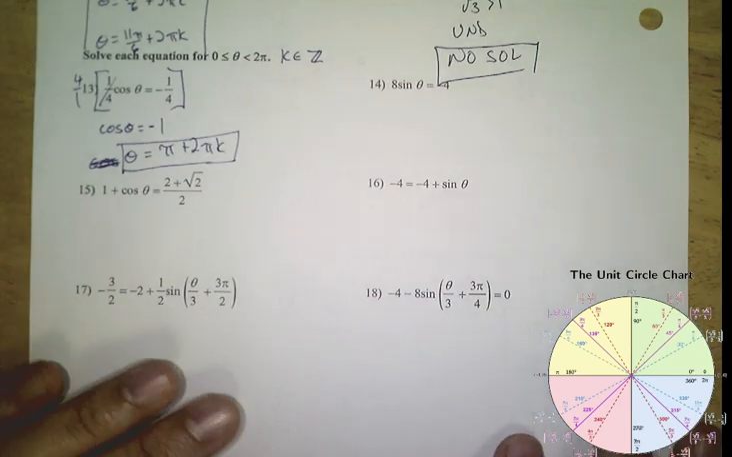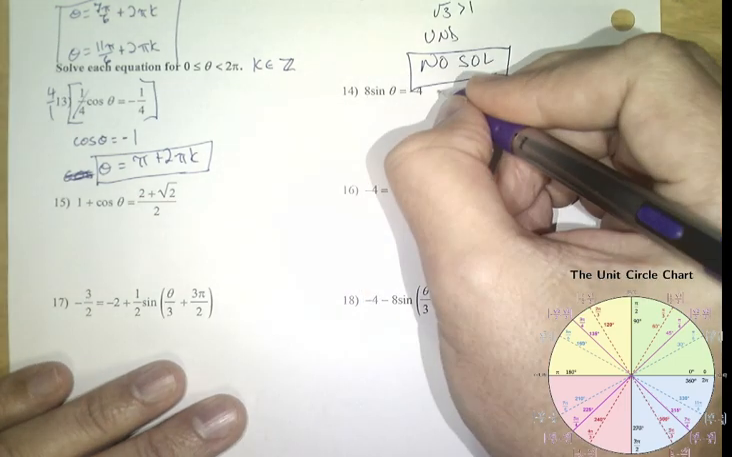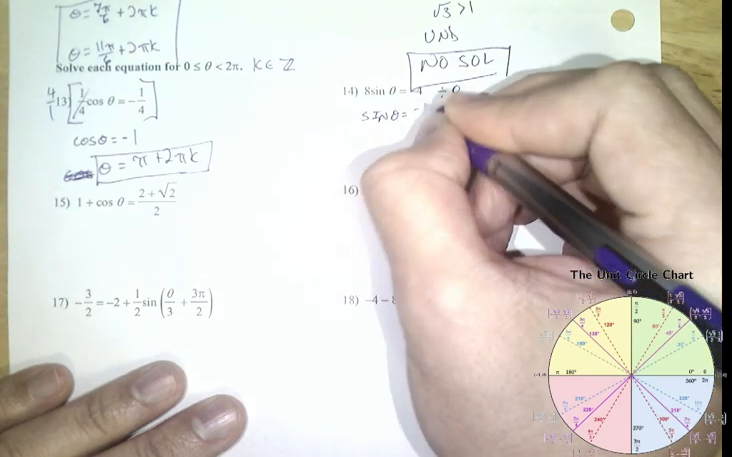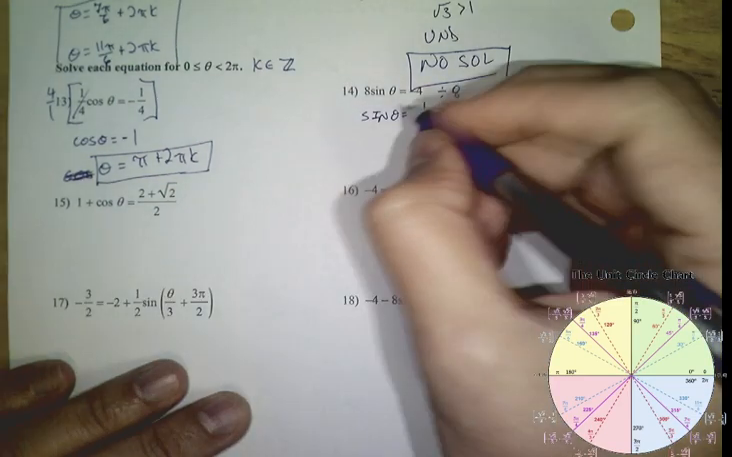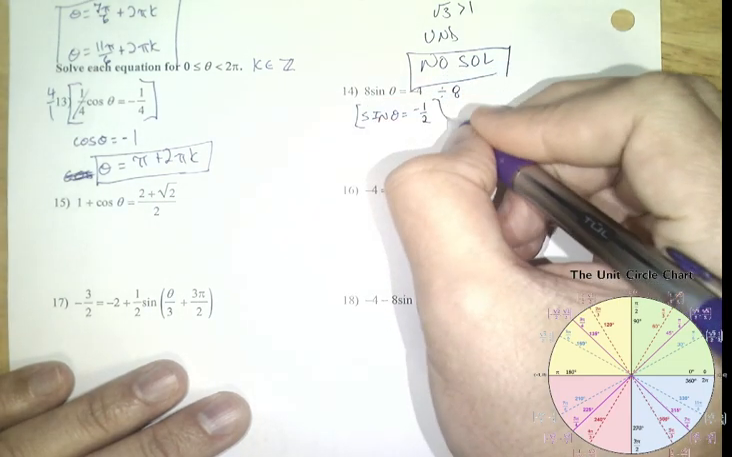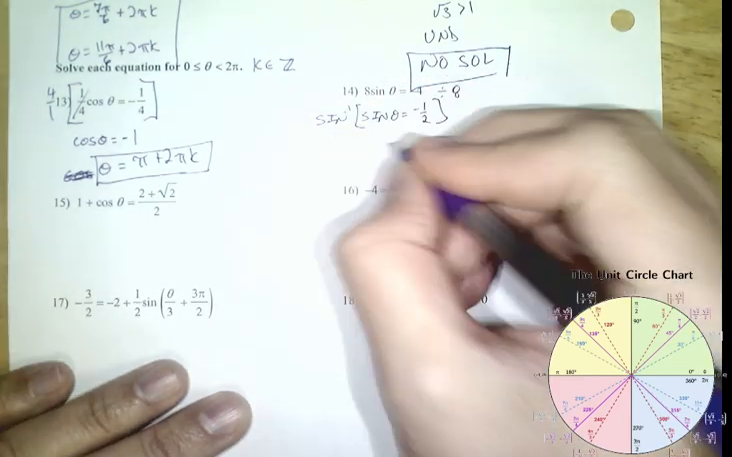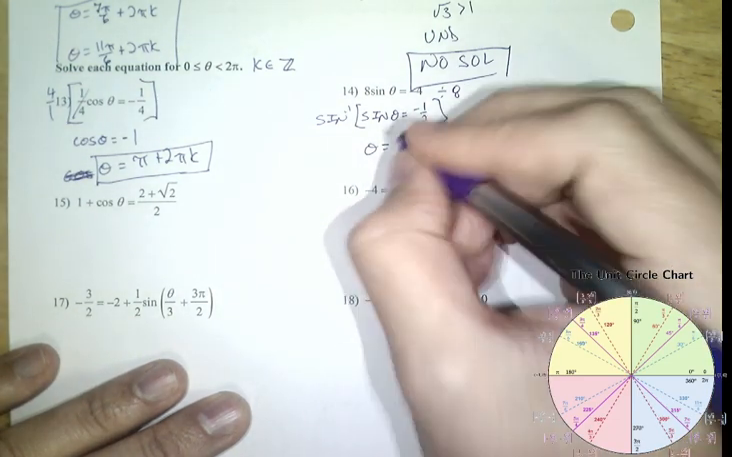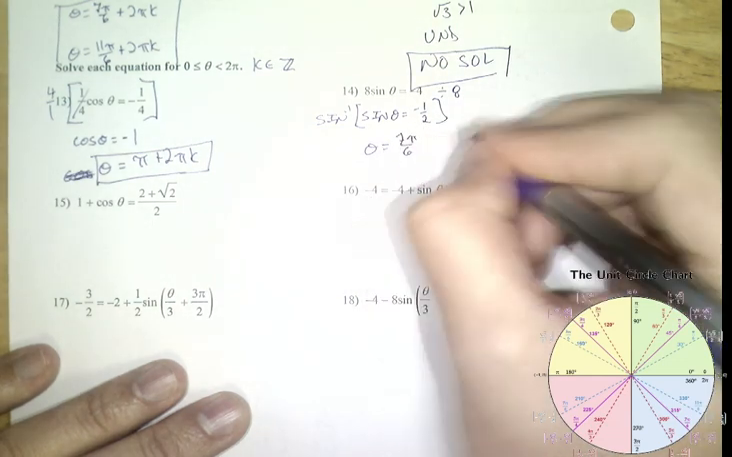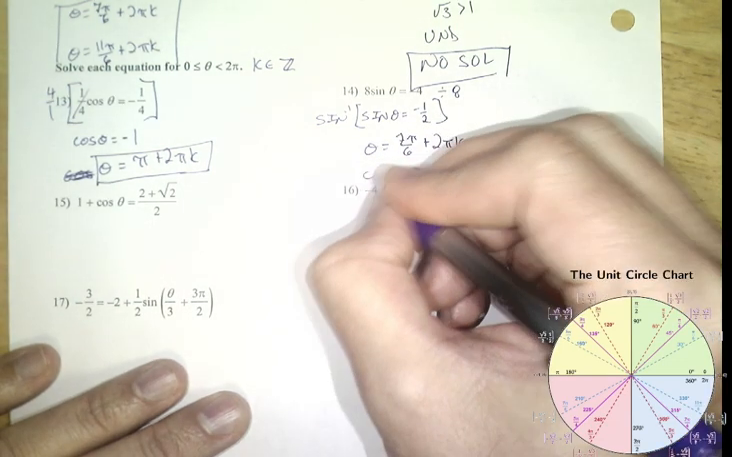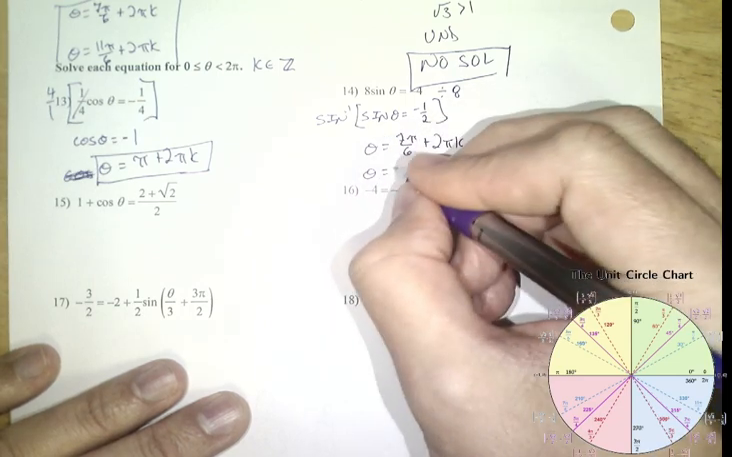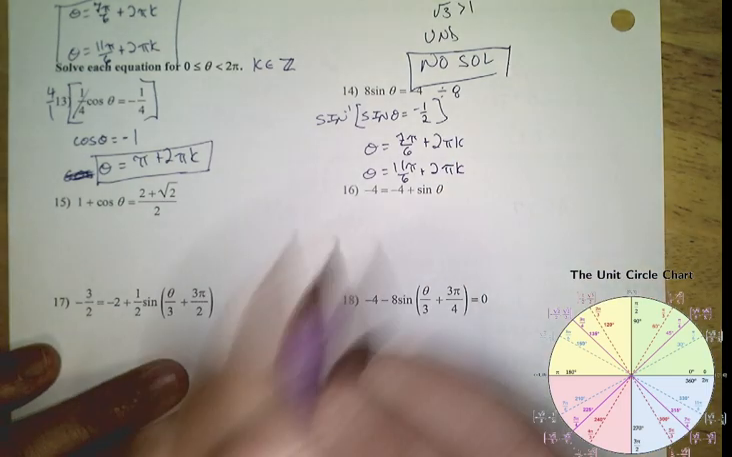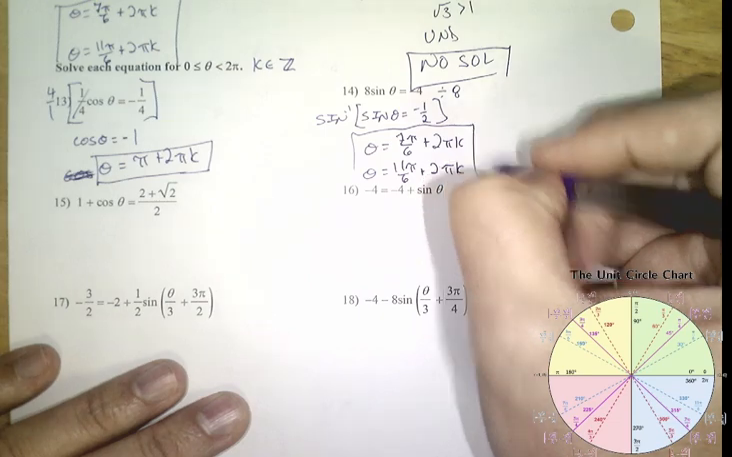Okay, number 14. Divide both sides by 8. And so we get sine theta is equal to -1/2. Take the inverse sine of both sides. And we get theta is equal to, so when is sine -1/2? That's going to be 7 pi over 6 plus 2 pi k. And the other one is 11 pi over 6 plus 2 pi k. Theta is by itself, so we are done.